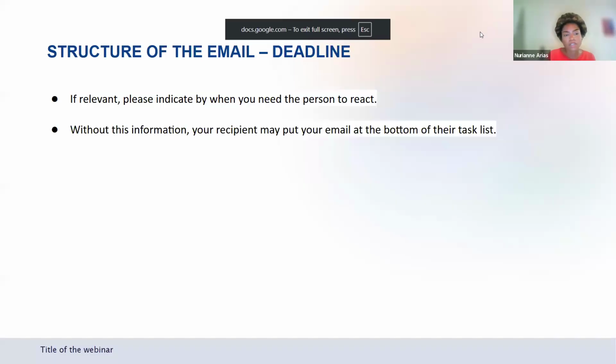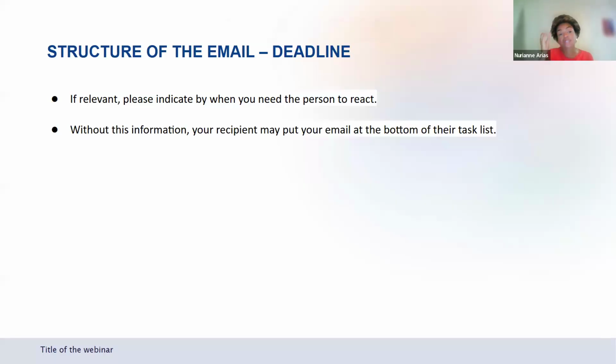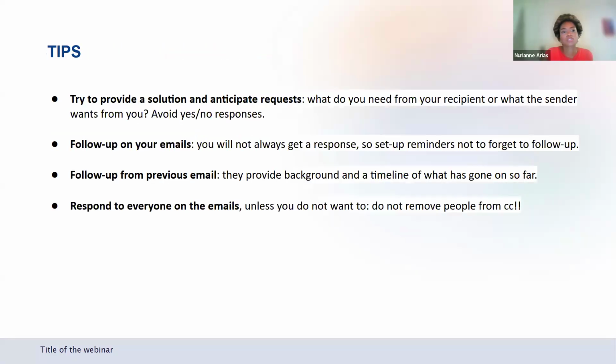All right, some other things about structuring your email and making it impactful and straight to the point. If relevant, please indicate by when you need a person to react or respond to the email. Make sure that it's not too demanding or unrealistic for the person, especially if you do not know the organization or the partner yet. But if you've had contact and you expect that the person is on board and is supporting you, please mention a deadline or information about how they can participate and deal with the time frame of your project. Without this information, they may put your email at the bottom of the task list because, well, it's not that urgent anyway.